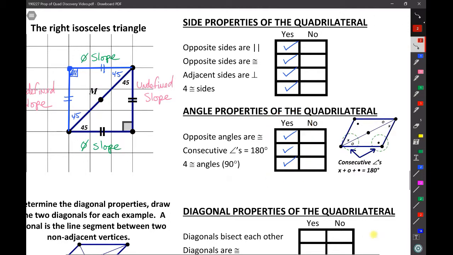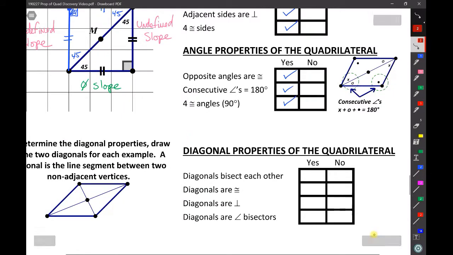All right, so we're almost done with our exploration here. You just need to draw in your diagonals on your 2 shapes, and then, of course, answer the diagonal properties using any measurements that you need to use or cues from the diagram. So we'll look at those next.